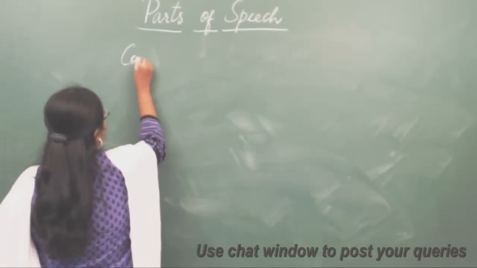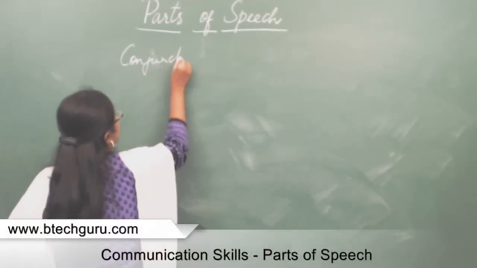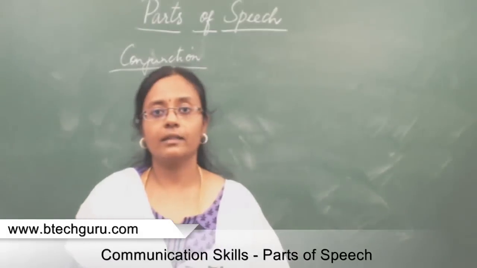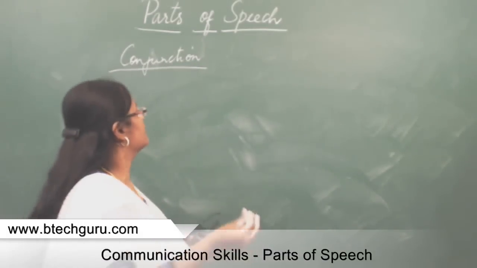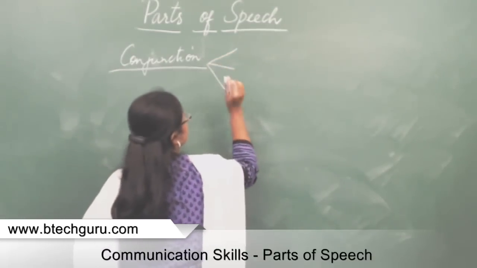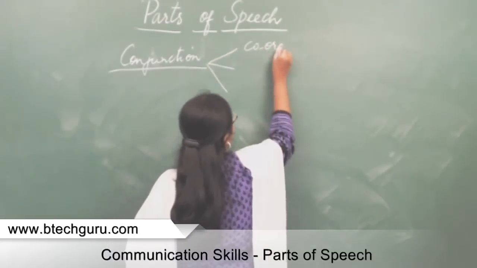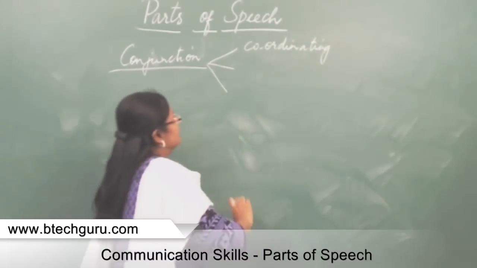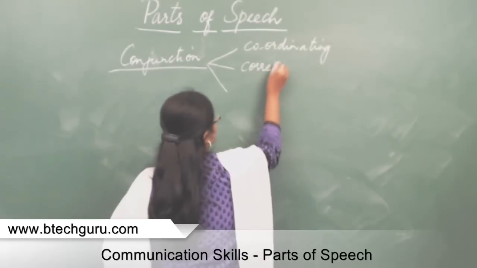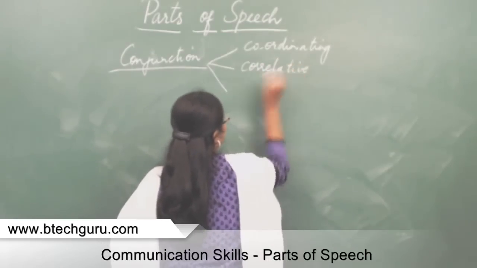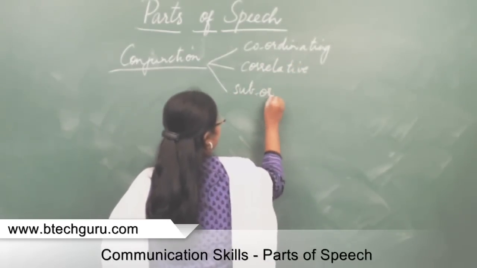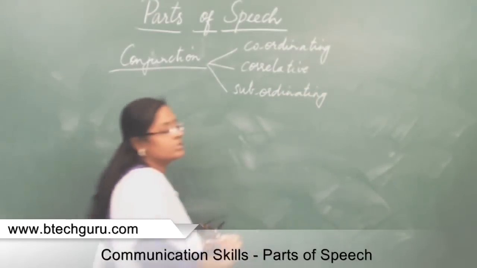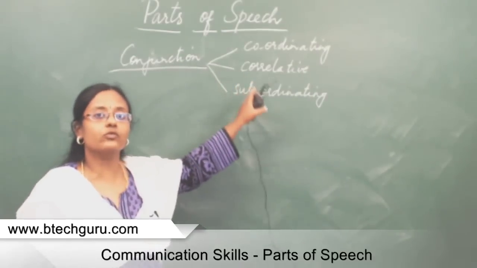We have conjunction next. What is a conjunction? A word that joins words or sentences. Now there are three types of conjunctions. The coordinating conjunctions. Then we have the correlative conjunctions. And then the subordinating. Again, depending on the use or the function of each conjunction in a sentence, we classify the conjunction into three types.